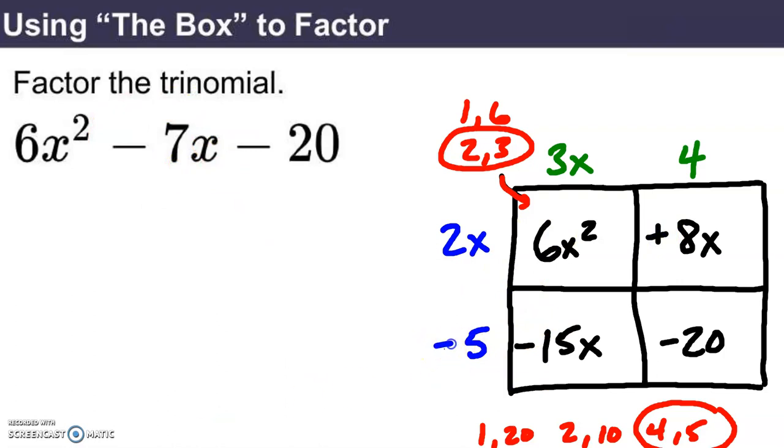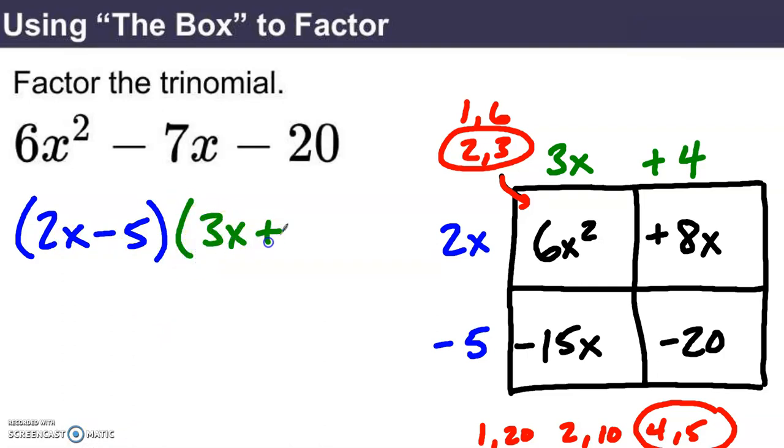So I lucked into that one. Got that one on the first try. I need negative 5 here and positive 4 here. And the factorization that I need to write for my answer is 2x minus 5 times 3x plus 4.